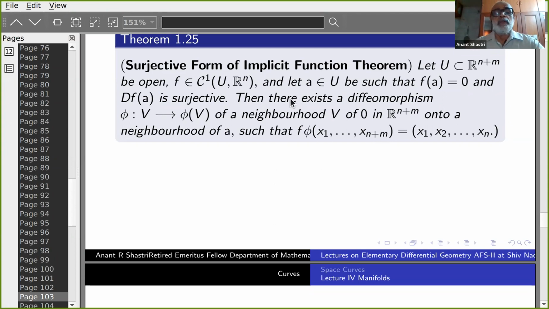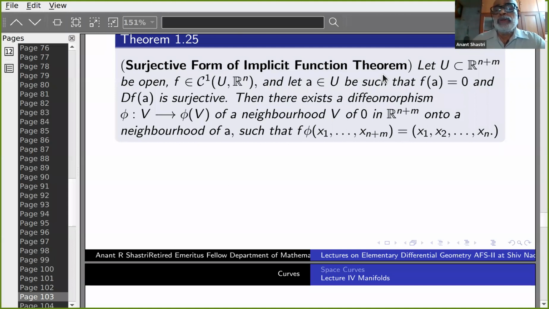Now let me give you two more versions of this general form. One here is the surjective form of the implicit function theorem. These will be ready-made to use, whereas the implicit function theorem statement is somewhat more complicated.